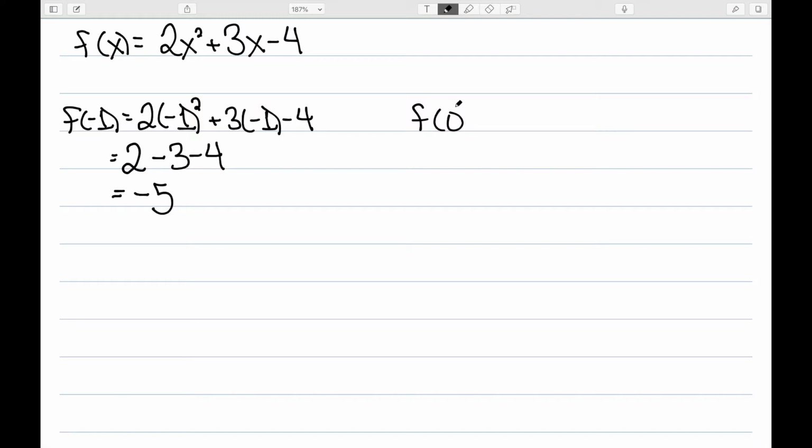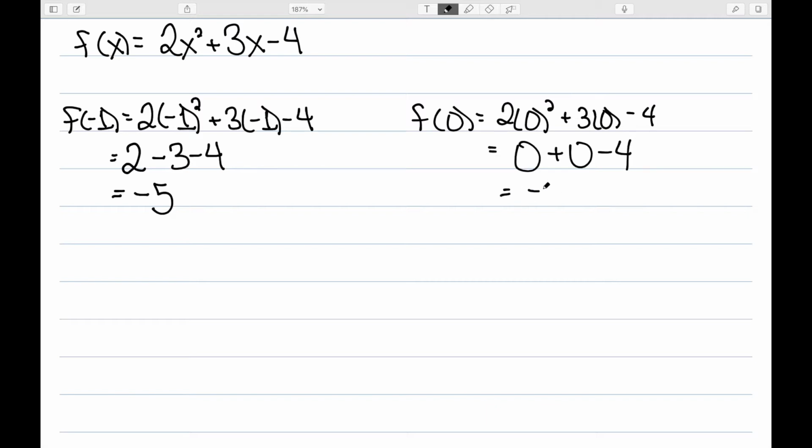If we want to find f of 0, that would be 2 times 0 squared plus 3 times 0 minus 4, or 0 plus 0 minus 4, which would be negative 4.